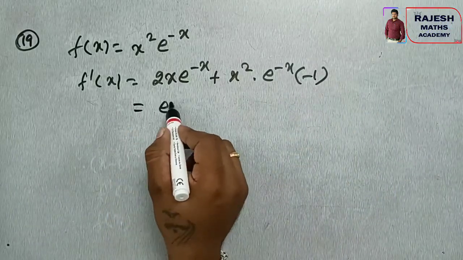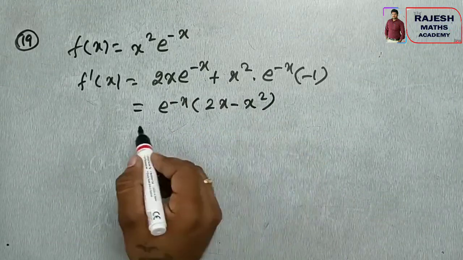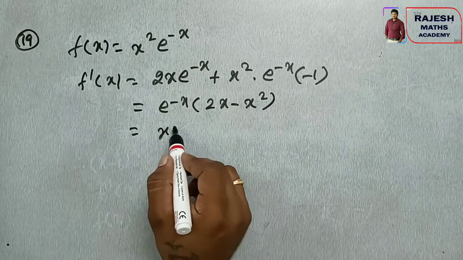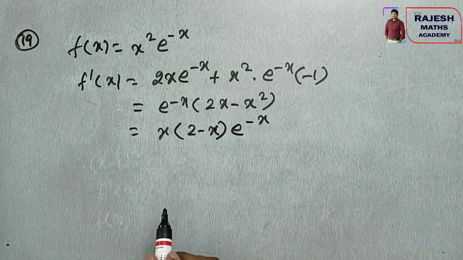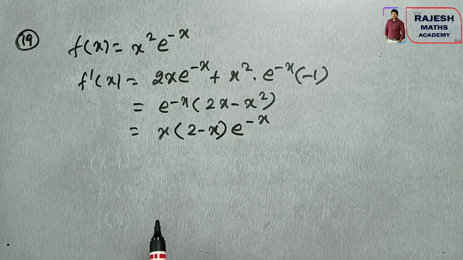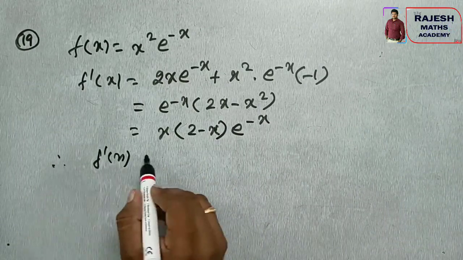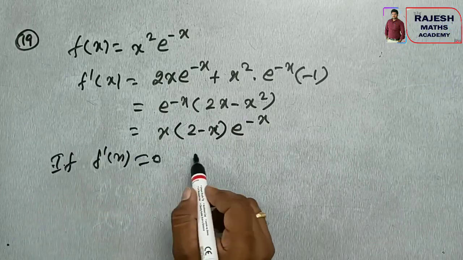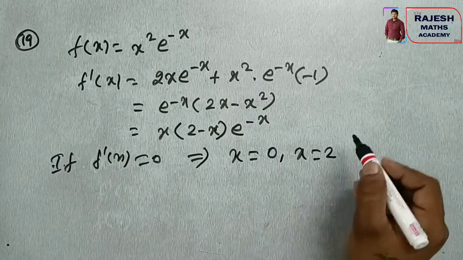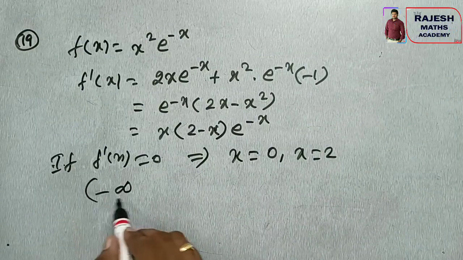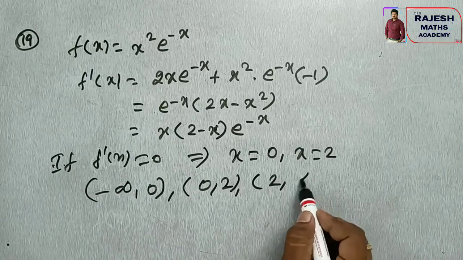So what is common here? E power minus x is common. Remaining will be 2x minus x square. Factorizing again, I can write this as x into 2 minus x into e power minus x. So our intervals: if f dash of x equal to 0, this implies x equal to 0 or x equal to 2. So our intervals will be split as minus infinity to 0, 0 to 2, and finally 2 to infinity.